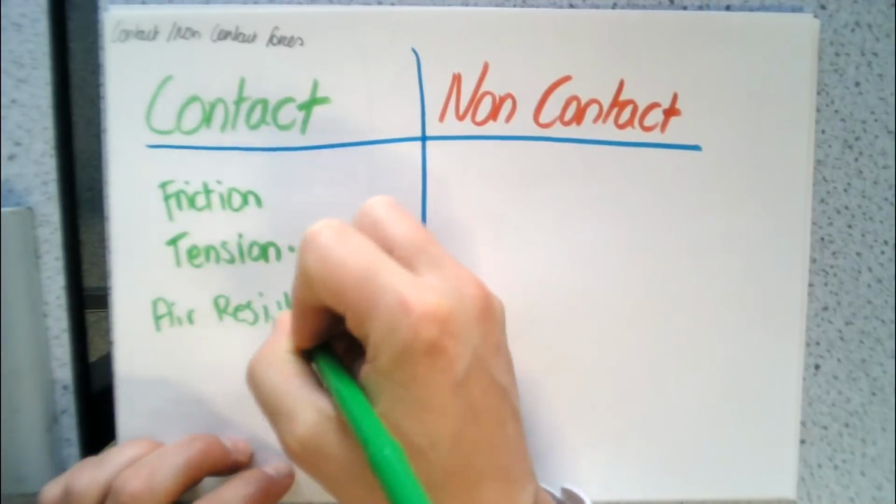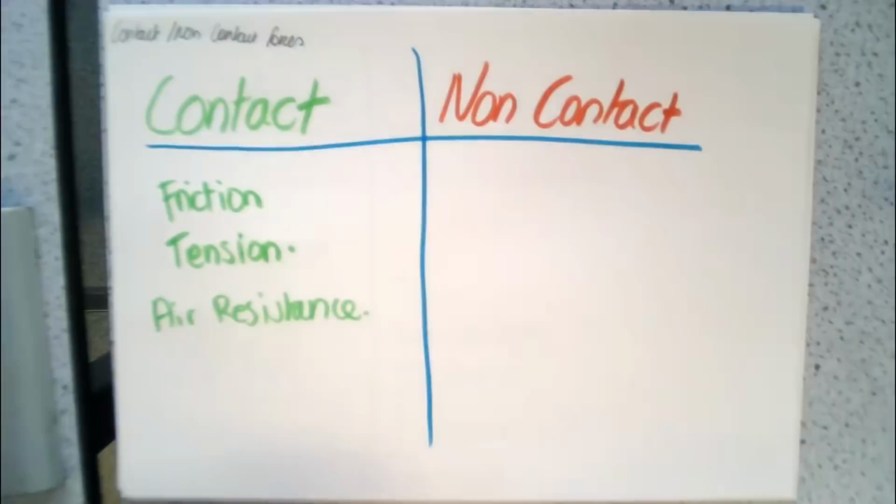This is one that people get confused about because people think, well, air resistance, how is that a contact force? Well, actually, remember, the air particles are directly in contact with you. When you are running and you feel the wind on your face, that is an example of air resistance. And the air particles are directly hitting your body. And that is why we class it as a contact force.